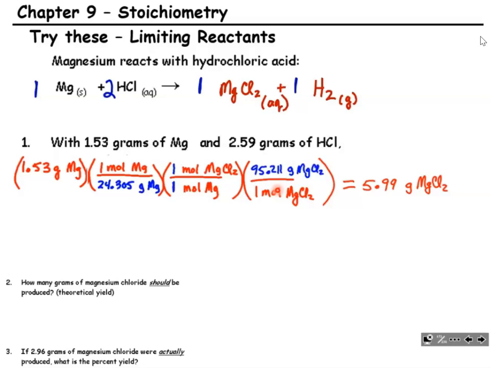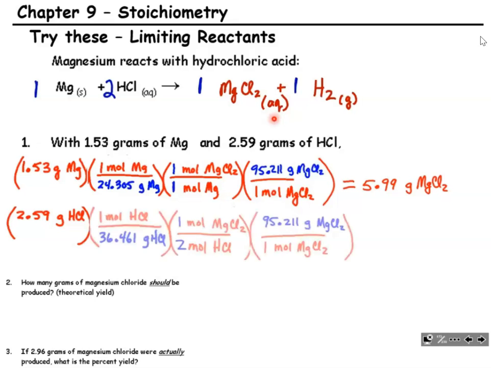All right, now, we haven't answered our question yet. Which one is the limiting reactant? So now we have to start with the other thing, 2.59 grams of HCl. And then we want to do a stoichiometric problem that ends with the same compound. Convert to moles, mole to mole ratio, convert back to grams.